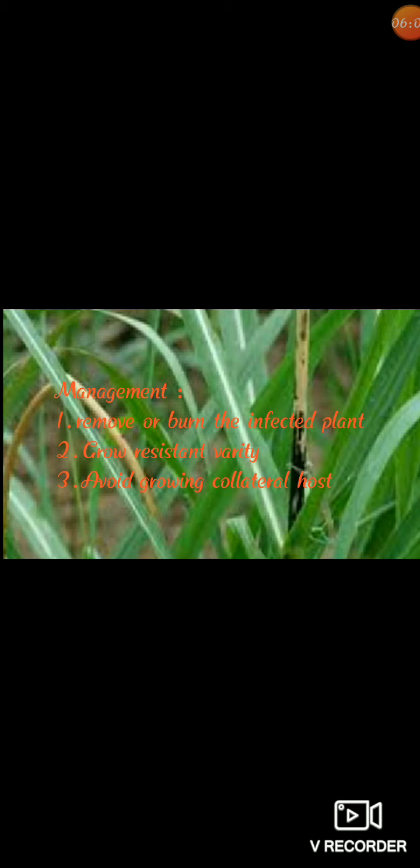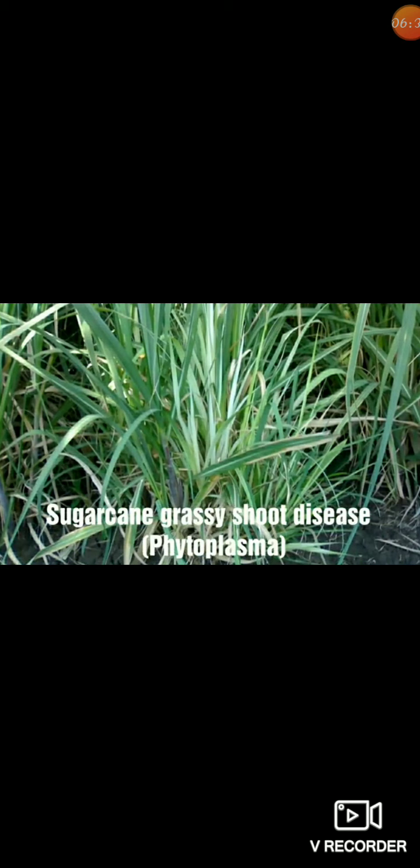We should always avoid growing the collateral hosts, as we discussed, sorghum, maize, pearl millet, etc., near the sugarcane field, because the collateral host crops also increase the occurrence of the disease. I hope you better understand this disease and its management. Next, we will discuss the grassy shoot disease of sugarcane.